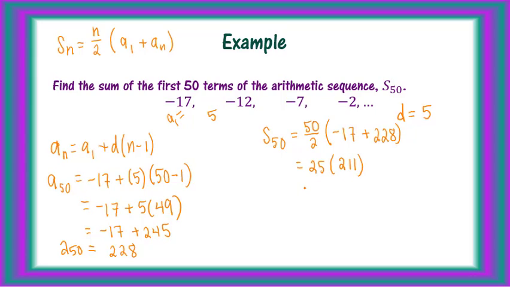So 25 times 211 gives us 5,275. So the partial sum of the first 50 terms of the arithmetic sequence is 5,275.